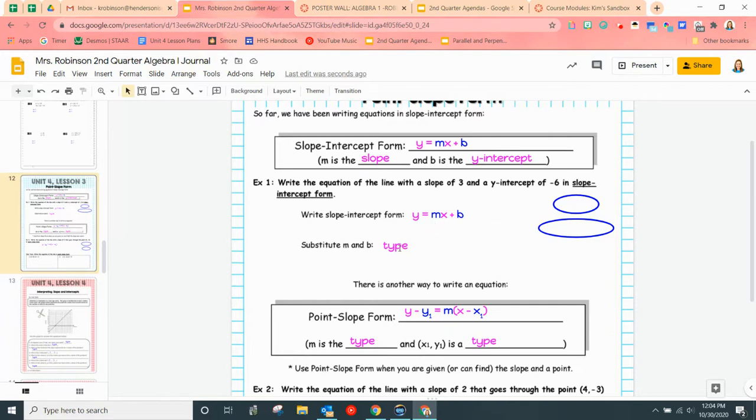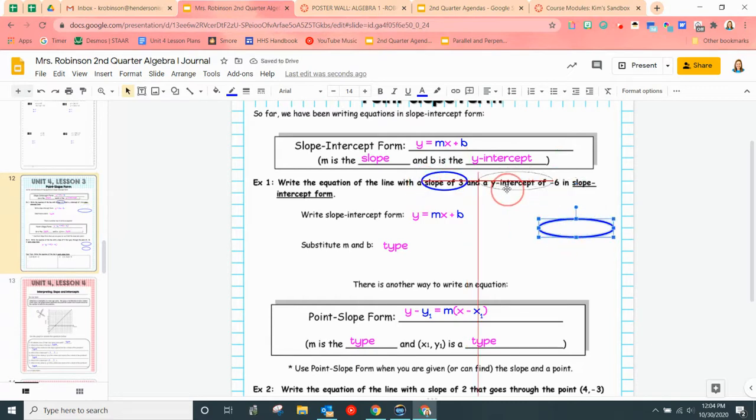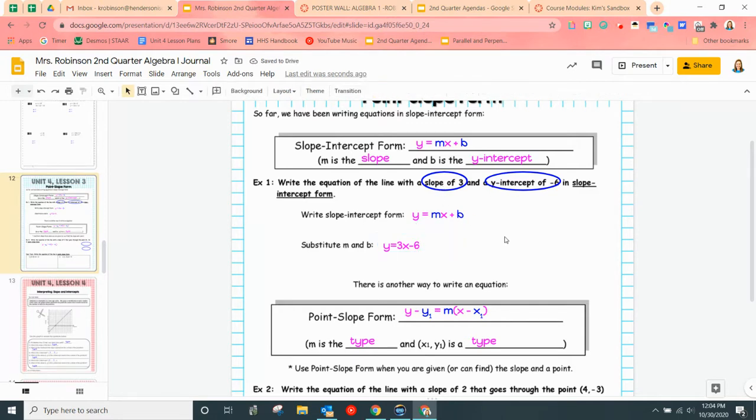So we use this form, and we know we need to know the slope, m. Well, they told us that. It says it has a slope of 3 and a y-intercept of -6. So those are the pieces that we would use to fill in our equation here. So we would say y equals, m comes first, 3x, and then we would put -6 for the y-intercept. So all we did was stick in the pieces for m and b. We've been doing that all year long.